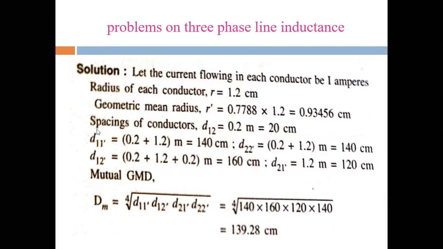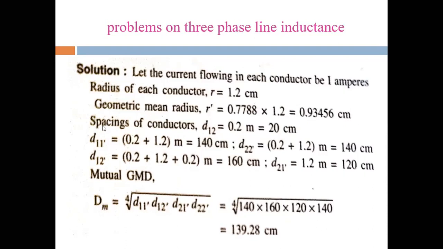Next we calculate the GMR, that means R dash, which is equal to 0.7788 times R. The value of R is 1.2. So 0.7788 times 1.2 is equal to 0.93456 centimeters. This is the geometrical mean radius, R dash.